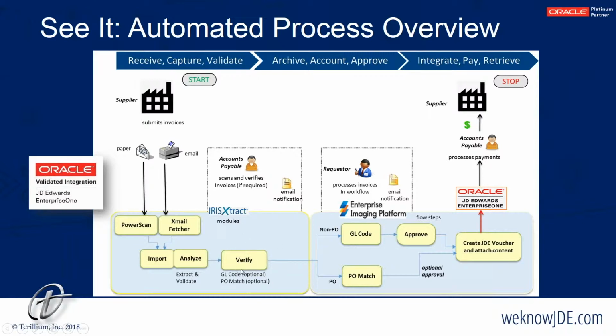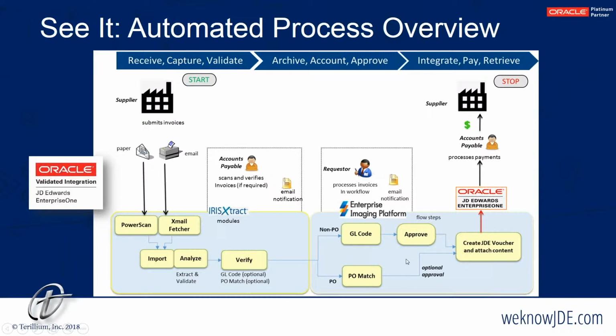In some cases, customers may decide to match to the purchase order at this stage in the process. They might even decide to provide the GL coding if it's available at this stage, if the AP person either knows how to code the invoice or if there's some supporting documentation with it that lets them know how to. But at any rate, once the invoice has been verified, if it's required, the data and the image pass through then to EIP. This is the EIP modules here.